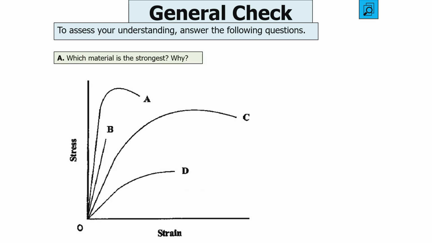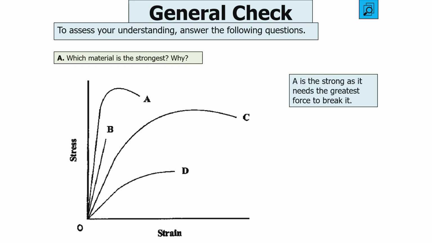From looking at this graph, which material is the strongest and why? Pause the video now, then unpause the video when you want to go through your answer. The answer is A, because it needs the greatest force to break it, as it has the highest value of stress in the graph and the highest value of breaking stress on the graph.